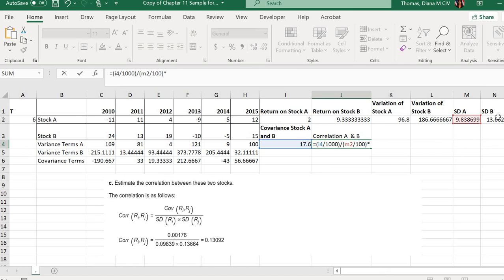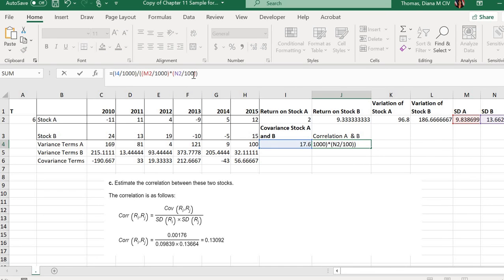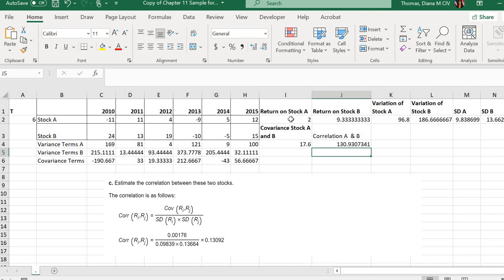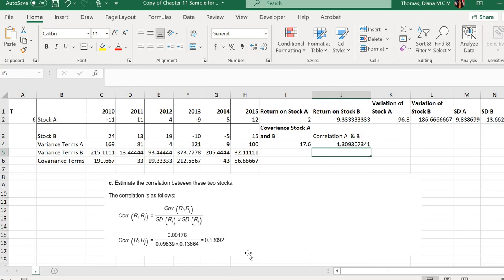Times N2 divided by 100. And you want it divided by that whole thing, so I'm going to put parentheses around that. And let's see what that gives me. Still gives me, what did I do? I did N2 divided by 100. Looks like these are all by 1,000. No, they're by 100. I'm off by a decimal somewhere.